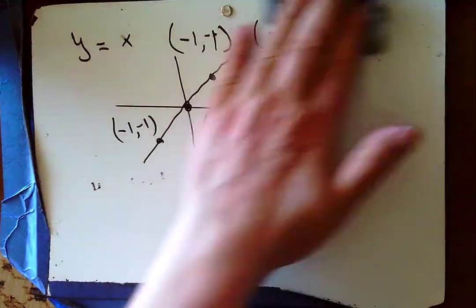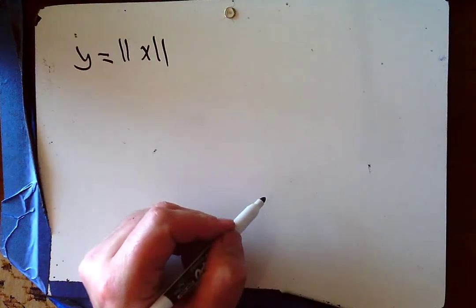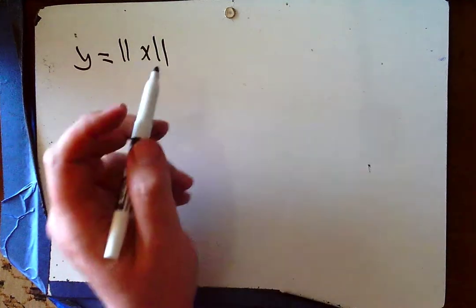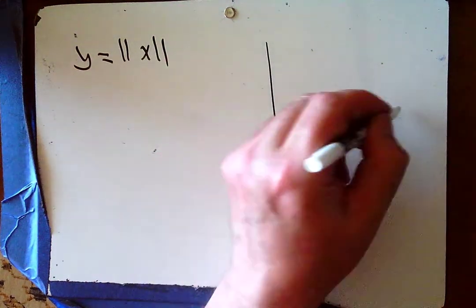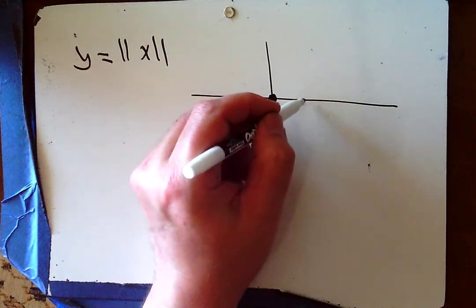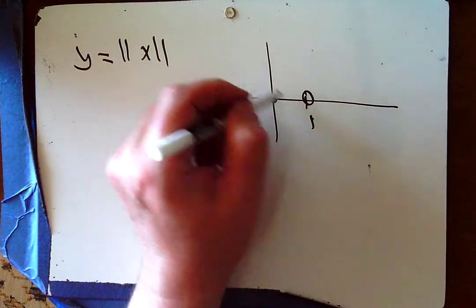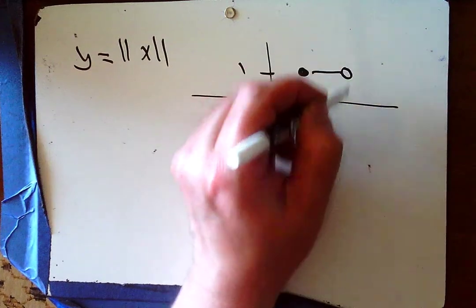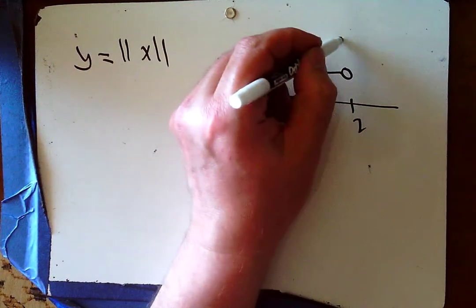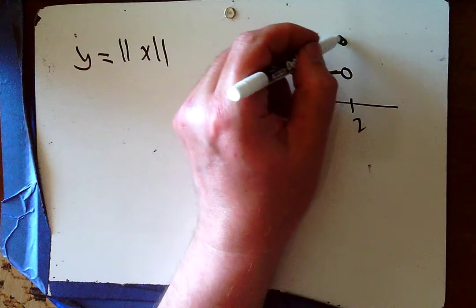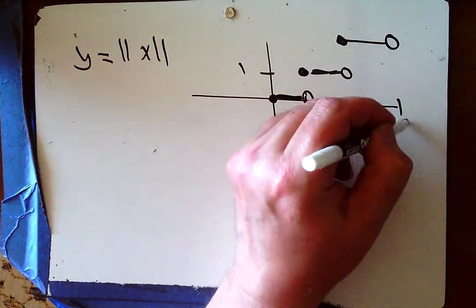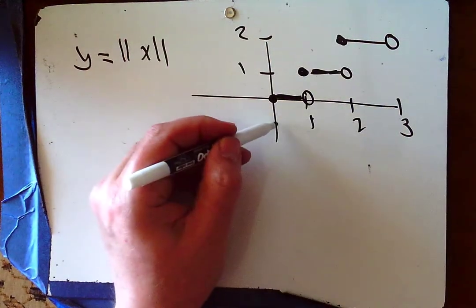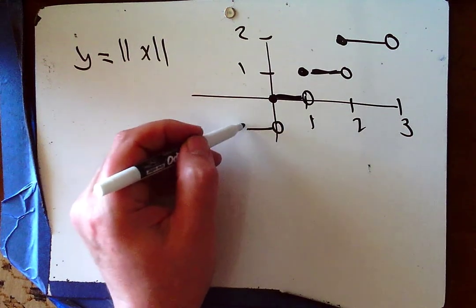But wait, there's more. We've got y equals this. What's that? Well, that's a step function. That's our greatest integer function, also known as the rounding down function. It starts at 0 and goes over 1, and then it goes up 1, and then it goes over 1, and then up 1, and over 1, and it goes down and back as well.